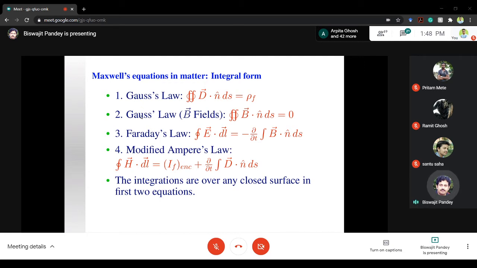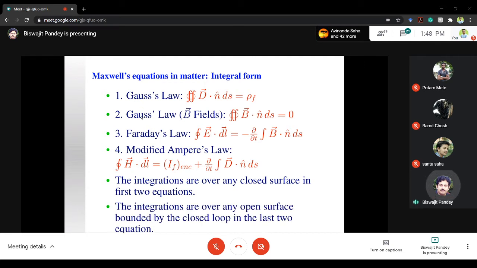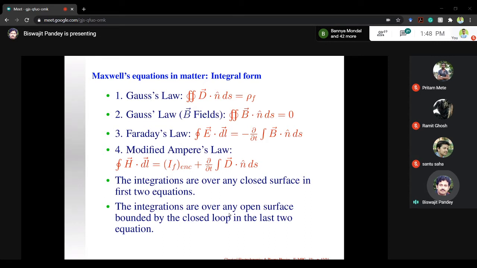In this equation, when I take the integral, I am taking a closed surface. But if you look carefully at the last two equations, the integrations are over an open surface. These are not closed surfaces; they are open surfaces bounded by a closed loop in these two equations. So we have a closed loop here, around which we take the integral of E or the integral of H, and any open surface attached to that closed loop is a valid surface. You can take any surface attached to that loop and integrate the right hand side, D dot nds or B dot nds, to balance the two sides.